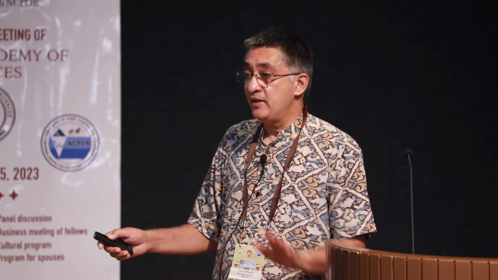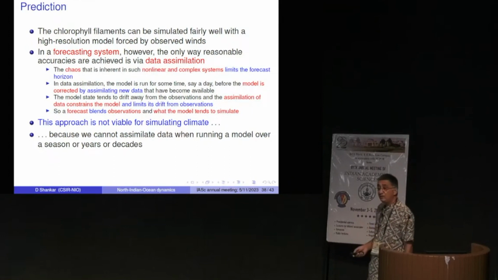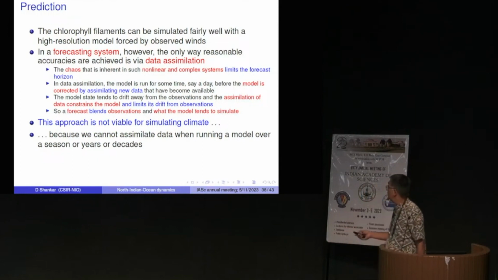So you're basically getting a cross between what the model tends to simulate. It drifts away from observations, so you're getting a model state combined with observations. So it's neither model nor observations, it's a cross between the two. And that's the only way you get reasonable accuracies in a forecasting system. And its relevance becomes less and less as you go further into the future. So the chaos that is inherent in such nonlinear and complex systems limits the forecast horizon. In data assimilation, the model is run for some time, and you assimilate data and you rerun it. So every day you see a forecast being updated by the India Met department.